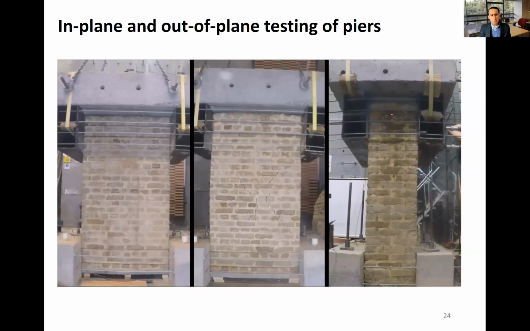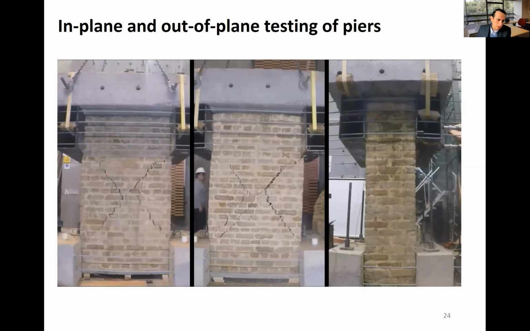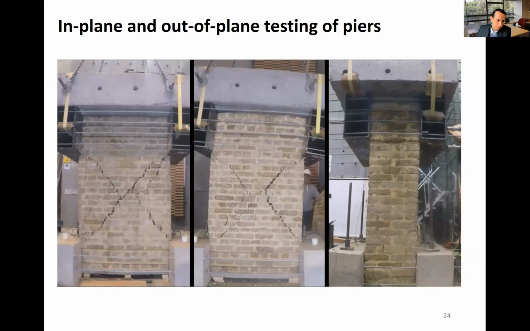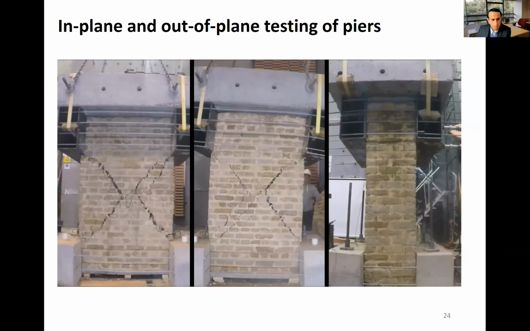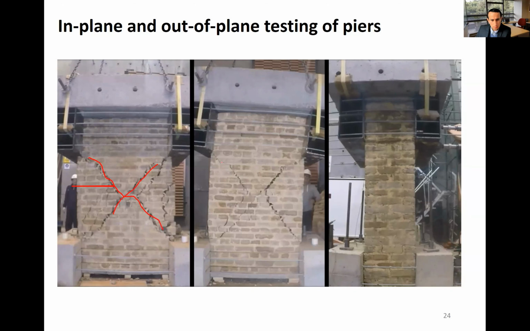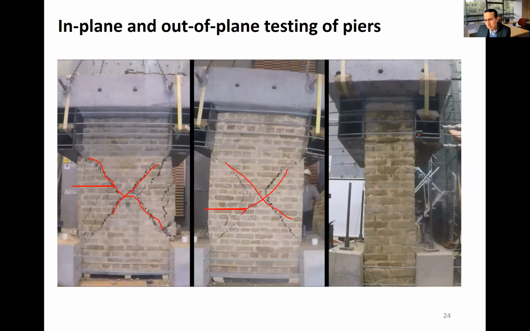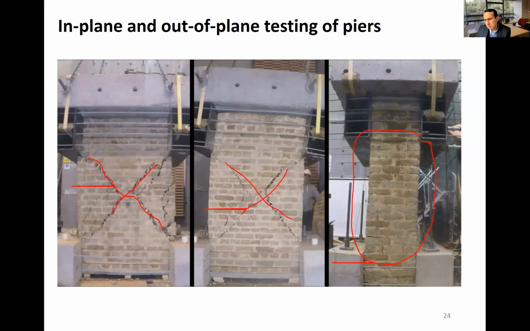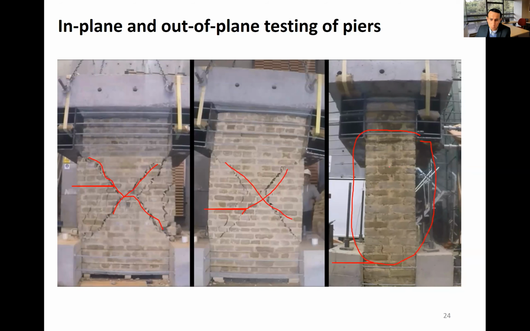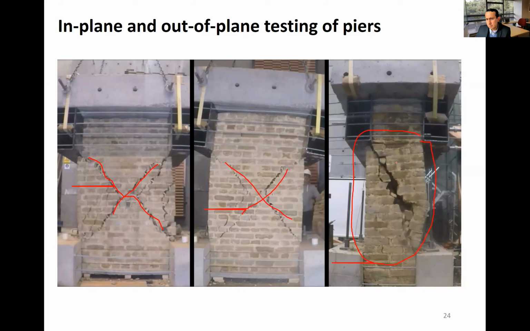Here we have also been testing piers, because we observe that this pier is very critical in behavior. As you can see, the pier will have the typical X pattern cracking that is present in masonry structures. So here you see this and this. These are two specimens with similar failure modes. However, when we tested out of plane, we didn't see any damage. And we were very surprised, because we were thinking that it would start damaging at the same time as these other two specimens. But then suddenly the specimen collapsed.